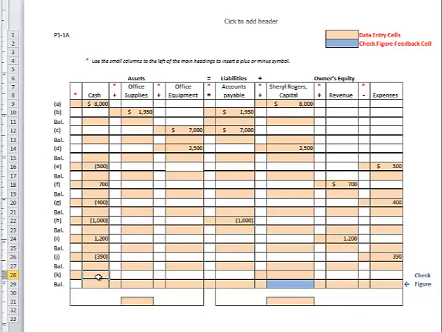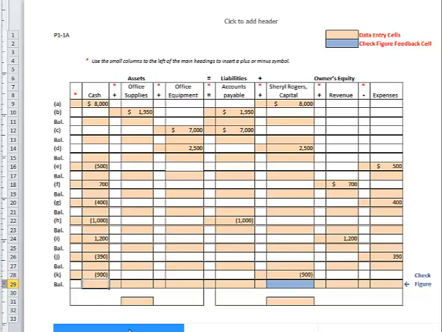Last transaction, Cheryl withdrew $900 cash for personal use. Okay, so she took $900 out of the business, and that is something that we call drawing. When the owner takes assets out of the business for their personal use, it's referred to as drawing. We don't have a separate drawing account, so we're going to put it under the capital account, but it reduces capital by $900.